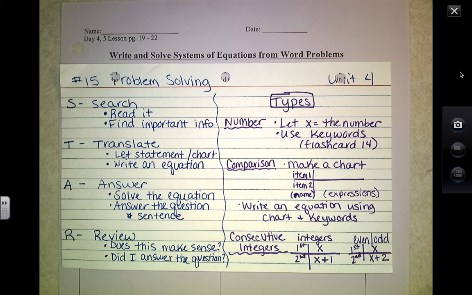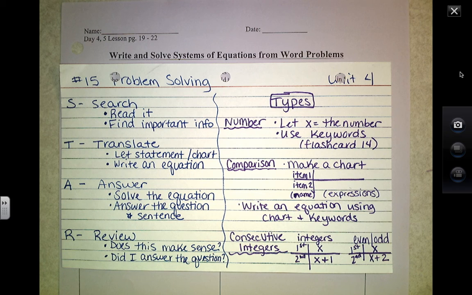If you can remember back, this is probably October or November, we used the STAR process for problem solving. S is to search, so we just read the problem and look for important information. T is to translate. That's going to involve a let statement or a chart. In the case of systems of equations, you're only going to be doing let statements. And with a system of equations, you will be defining two variables. And then we would write an equation, and in this case, we'll be writing two equations.